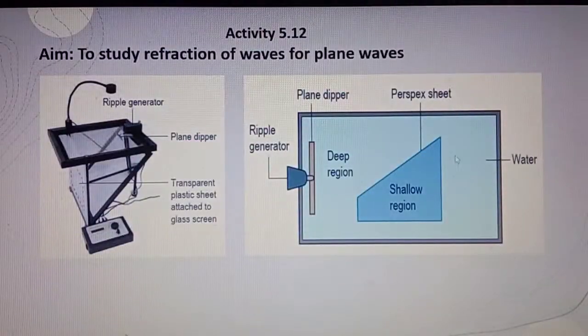This is the ripple tank that you might use in your lab. It will produce an image on the screen. To create the shallow region, we can put many shapes of perspex or glass block. It can be trapezium shaped, concave or convex, or just a rectangular shape. Each will produce a different pattern of the refracted wave on the screen.